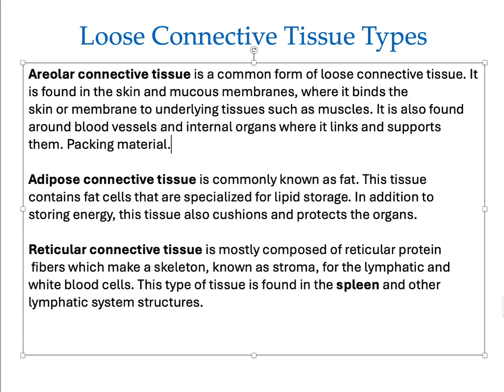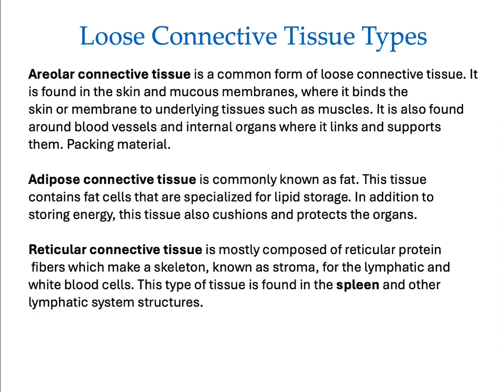Then there's adipose connective tissue, which is commonly known as fat. This tissue contains fat cells that are specialized for lipid storage. In addition to storing energy, this tissue also cushions and protects the organs.